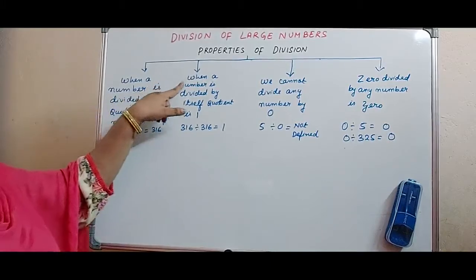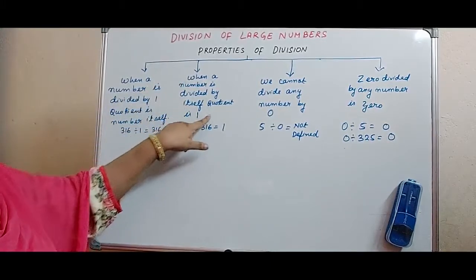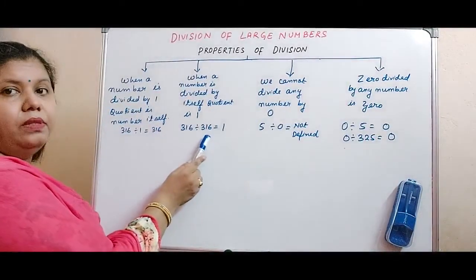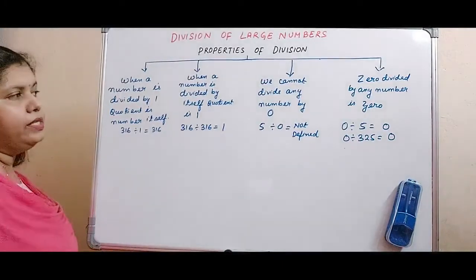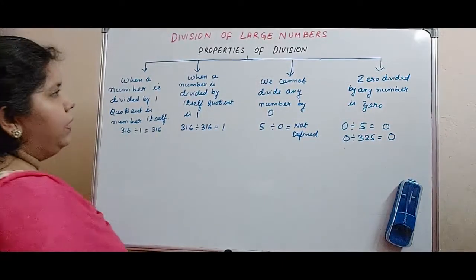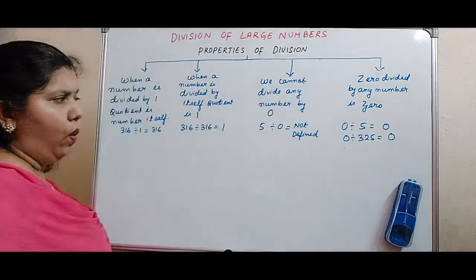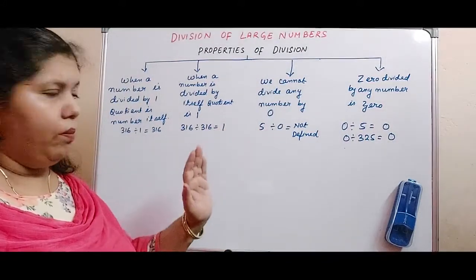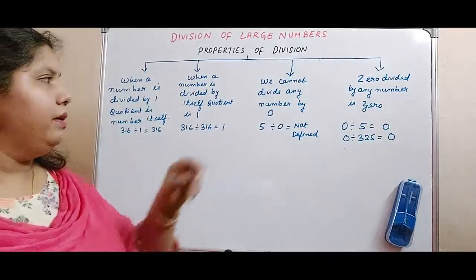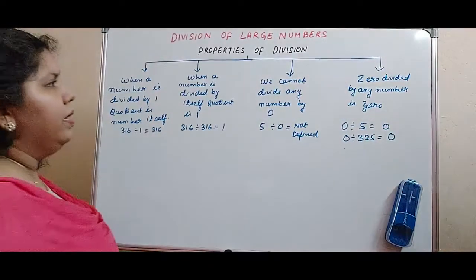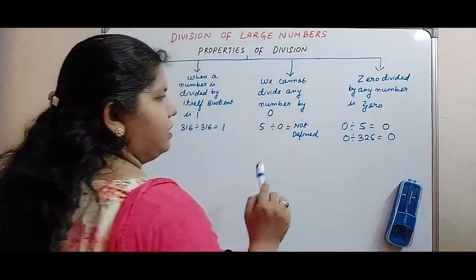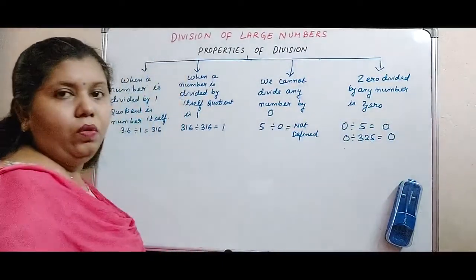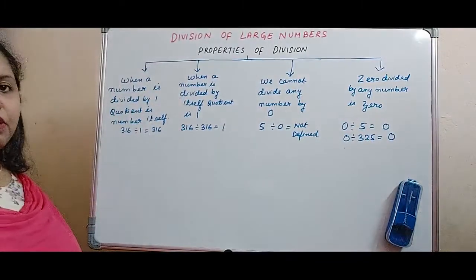Now coming to the next property, when a number is divided by itself, the quotient is 1. Means 316 divided by itself means the same number 316 and we get the quotient as 1. The third property is we cannot divide any number by 0. Means if I have taken a non-zero number, that is 5 divided by 0 is actually not defined in terms of mathematics. Then 0 divided by any number is 0. So 0 divided by 5 is 0, 0 divided by 325 is 0. Okay, so these are the 4 important properties of division.